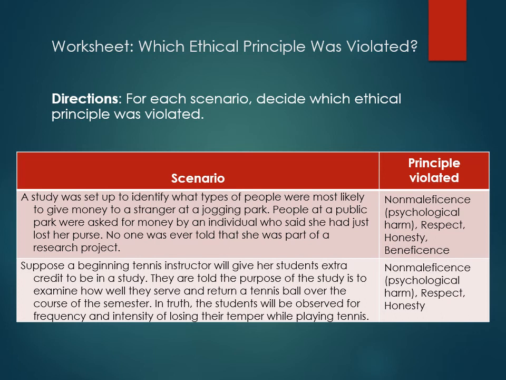Next one. Suppose a beginning tennis instructor will give her students extra credit to be in a study. This is pretty common. They are told the purpose of the study is to examine how well they serve and return a tennis ball over the course of the semester. So far, it makes sense. In truth, the students will be observed for frequency and intensity of losing their temper while playing tennis. Here's the kicker, right? So in actuality, we're looking for something other than what we're telling them. So we're not being honest about the situation, and we're not respecting their true participation or not, because they don't know they're really participating in the study that they are.